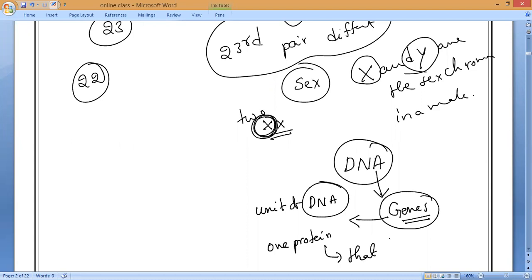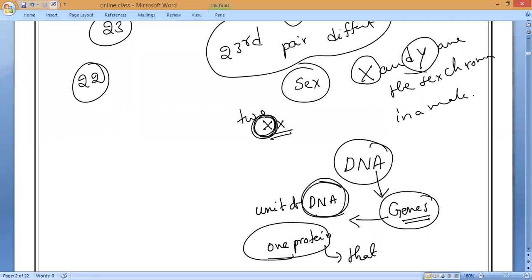For example, I am writing with the left hand. My hair is black. I am very tall, or I am very short. My skin tone is white, or brown, or black. Each is a particular character. That character is indicated by a gene, one gene, one protein present in the DNA of our chromosomes. That particular protein which controls a specific character of an organism is what is called a gene.